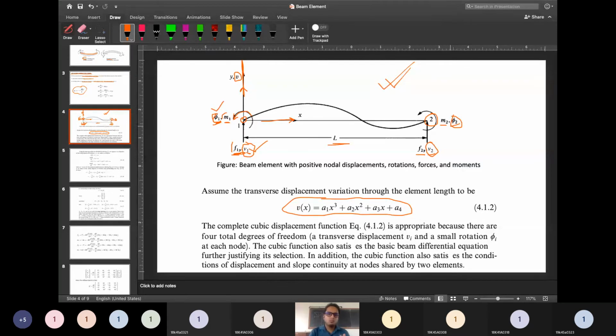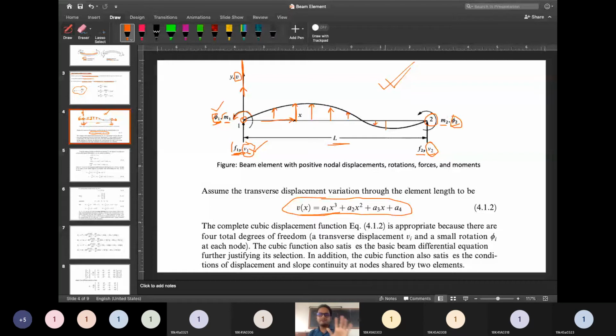So now we will assume a transverse displacement function throughout this element. See here, it is written by V(x). V is your vertical displacement of your beam in positive y direction, and this x is representing at different locations what is the value of V. Okay, so I have drawn these small arrows to give you some basic idea about it.